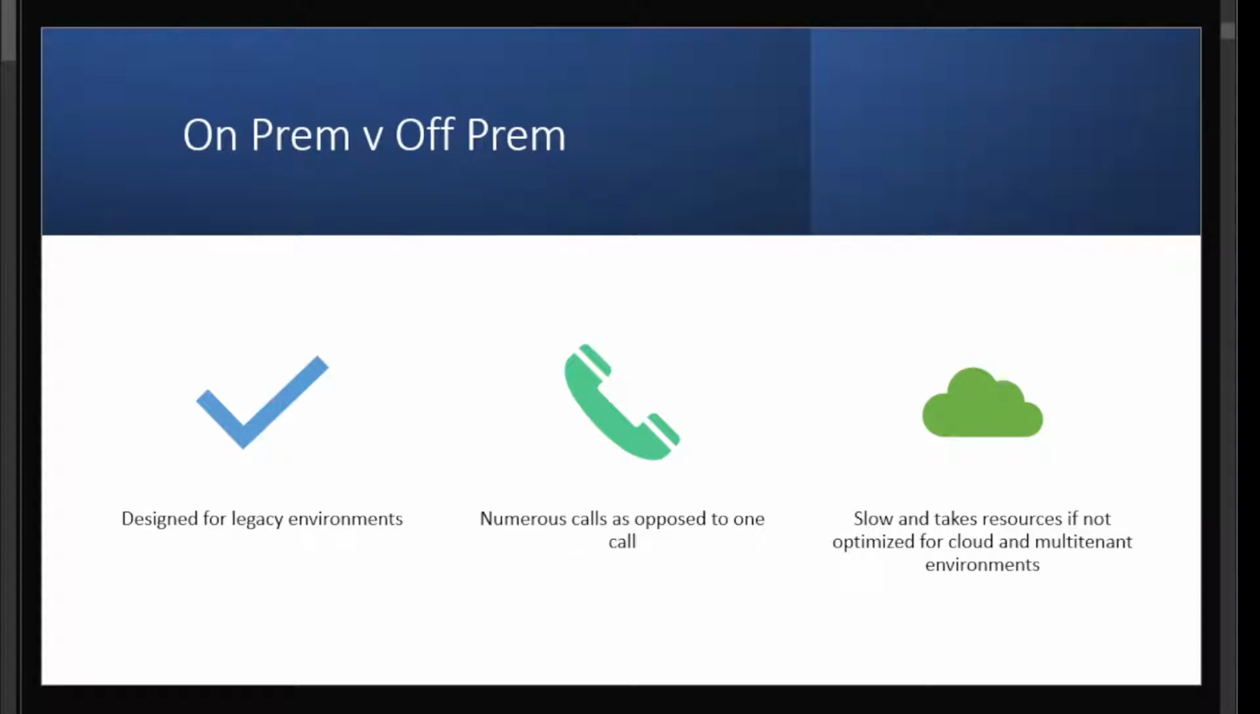On-premises versus off-premises. Applications designed for legacy environments make numerous calls as opposed to one call within the API. They're slow and take resources if not optimized for cloud and multi-tenant environments. So these are the differences between on-premises and off-premises. An off-premises application would be designed for legacy environments. That's fine, but it makes numerous calls as opposed to one call, and it's slow and takes resources if not optimized for cloud and multi-tenant environments.